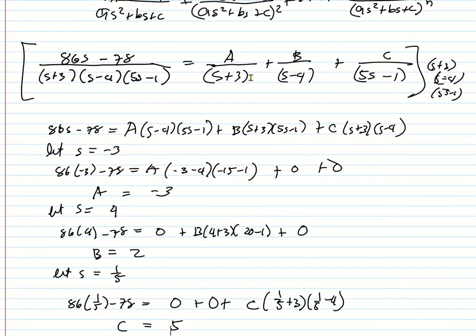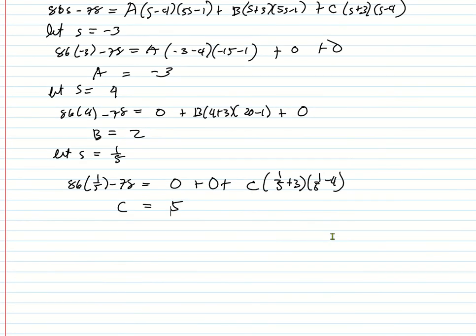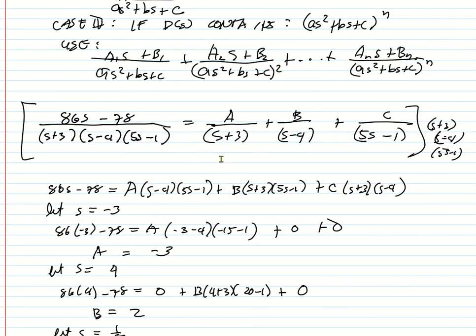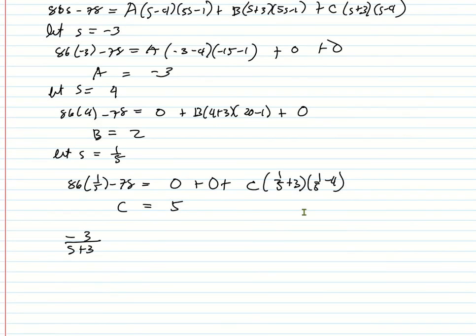We can now substitute this here so that our f of s will be a over s plus 3. Our a is negative 3, so this is negative 3 all over s plus 3. Then we have plus b over s minus 4.